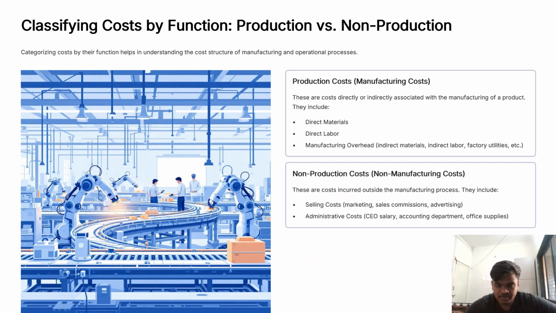Coming to the next slide, cost classification by function. The other way to classify cost is by the function. Production or manufacturing cost includes materials, direct labor, and manufacturing overheads used in the production process. Non-manufacturing costs include selling and administrative expenses. This helps in understanding the cost structure of manufacturing and business operations.